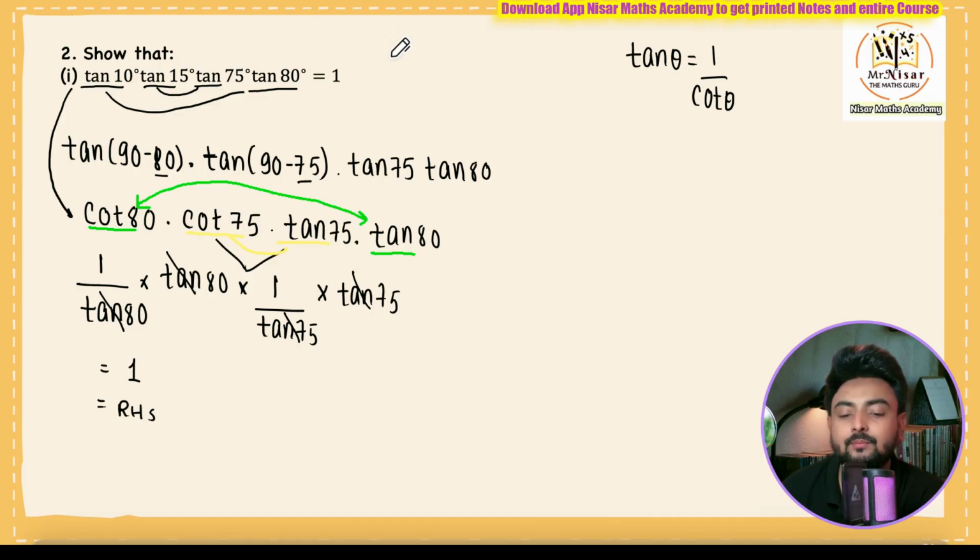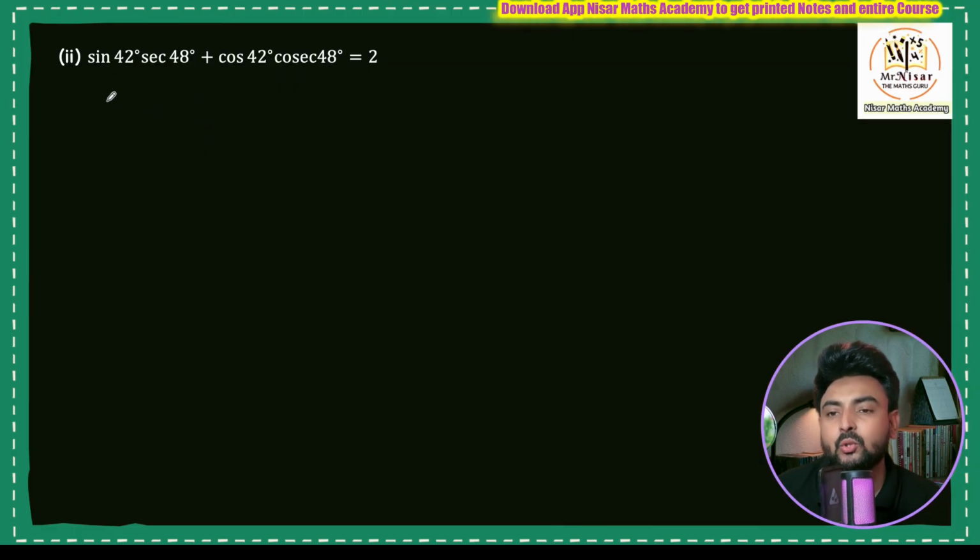Let's go ahead. The next question we have is sin 42 sec 48 plus cos 42 cosec 48. Children, what will I do here? Now you see very carefully. It is sin and it is sec, so we don't have any relation between sin and sec right now. So what we should do first is convert.